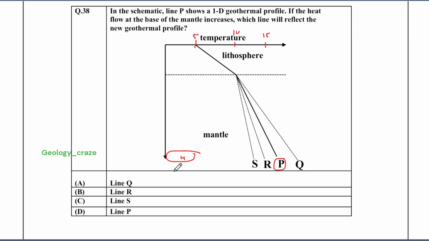Now if we increase our heat, temperatures are also increasing here, here, and here. Suppose now it is 10, it is now 15, it is now 20 after increasing the heat. So now our P line will move toward Q, because our temperature is getting raised with the depth. So our right option is this one.